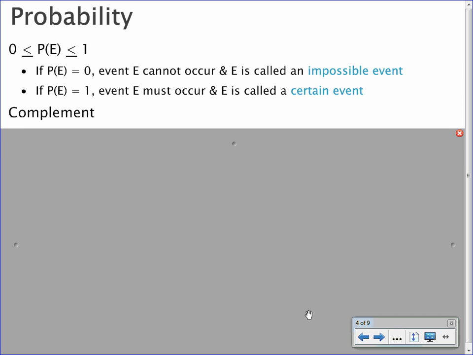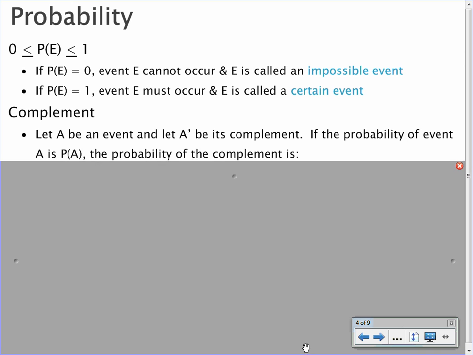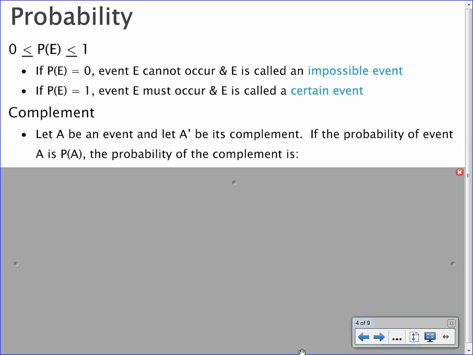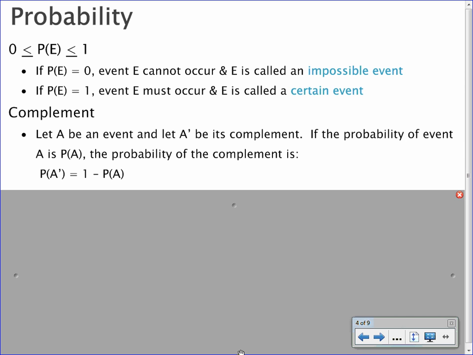Very good. Okay. If we have an event A, then we say A with a little apostrophe is the complement. And if we're talking about decimals, it's going to be 1 minus the probability of A. So if we have a 0.4 chance for event A, we have a 0.6 chance for the complement of A. If you think in percentages, it's 100% minus event A.